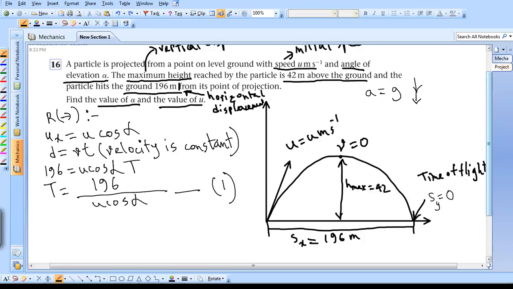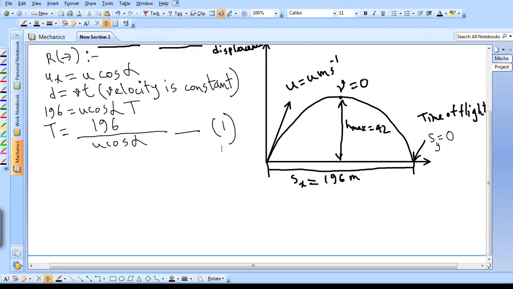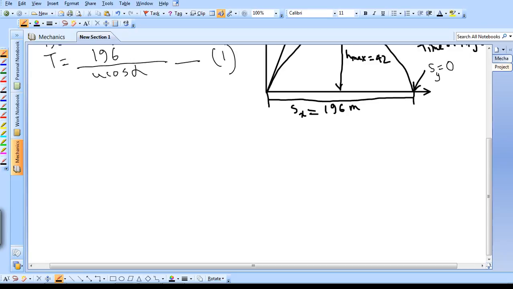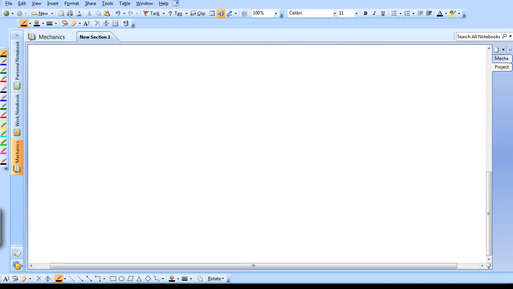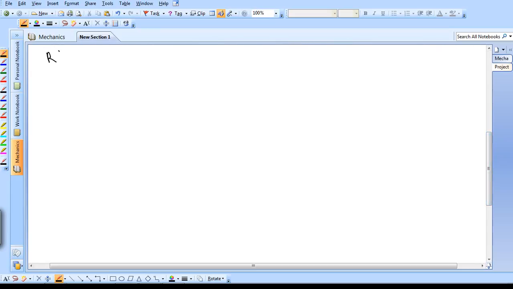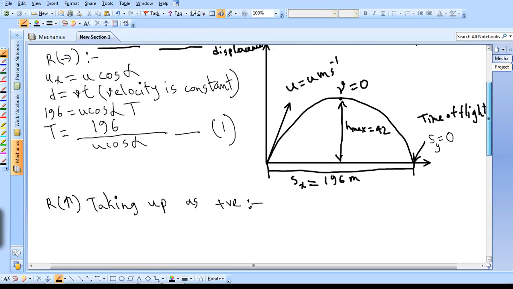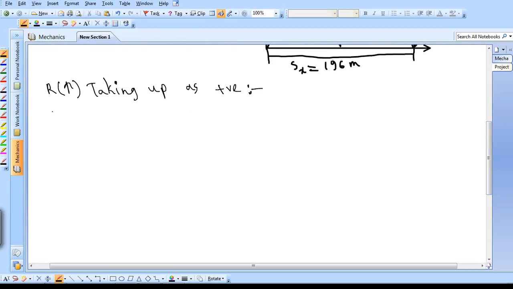Okay, so now let us resolve vertically, taking up as positive. Now let us follow the Suvat format.